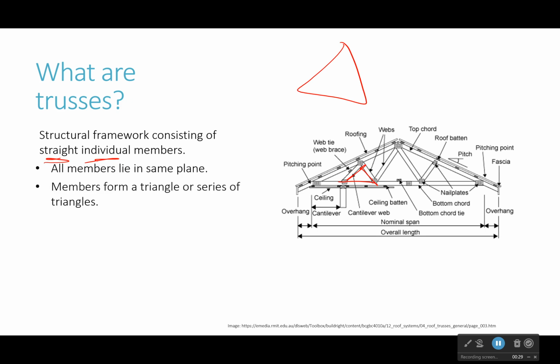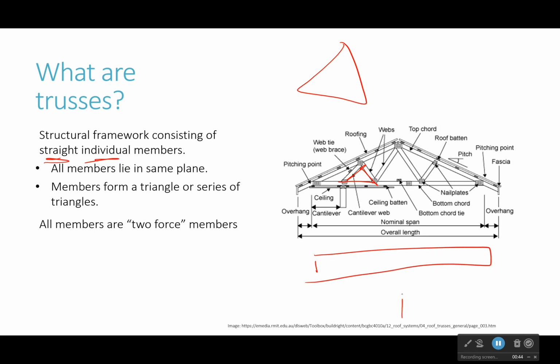Now all members of this truss lie in the same plane, which is great for us. It's a set of coplanar forces, and we know how to solve that. They form triangles, like I said. And all members are two force members, which means that I don't ever have some sort of beam with a force applied to the middle. No, the forces are only ever applied to the ends of our object. And so these forces that they're subjected to are equal, opposite, and collinear.